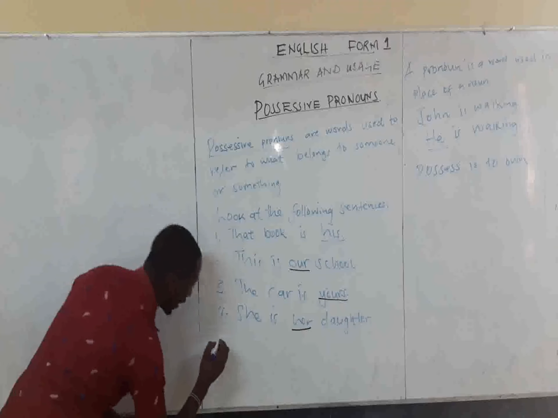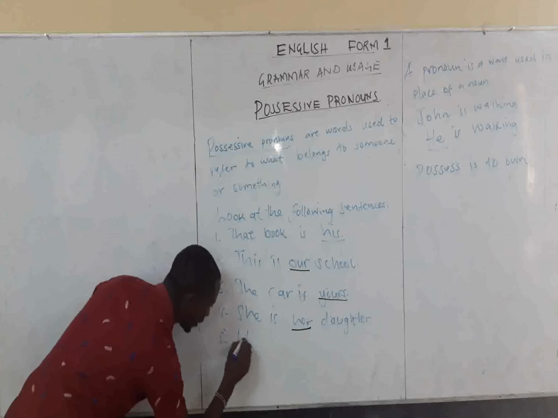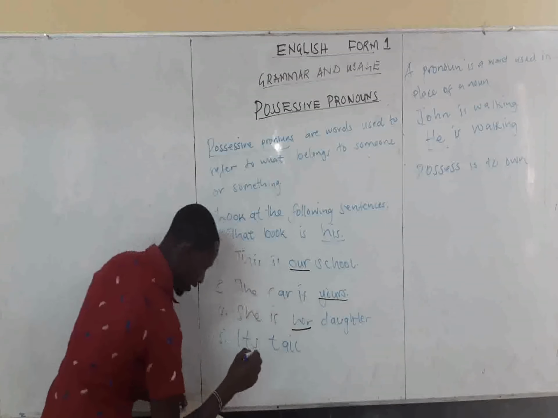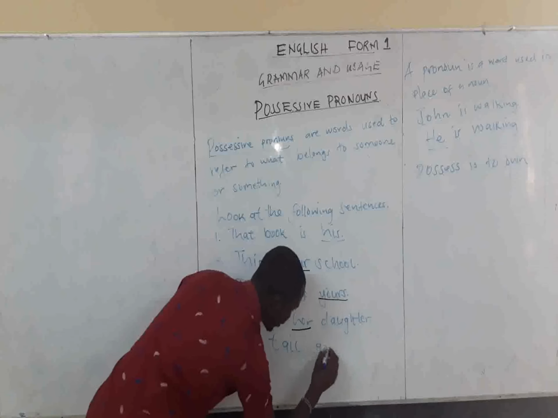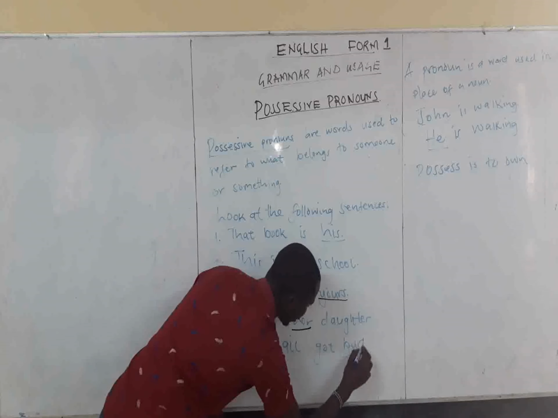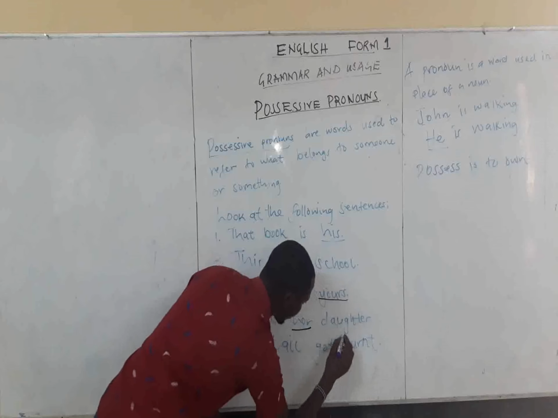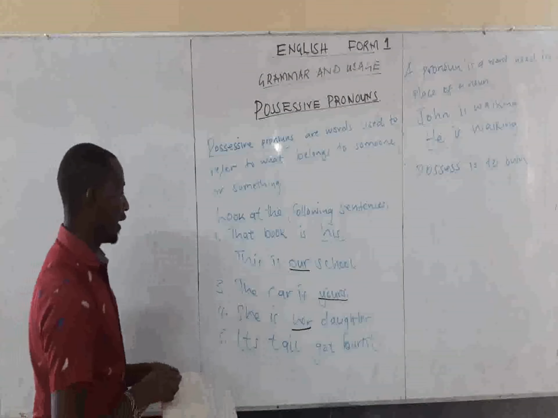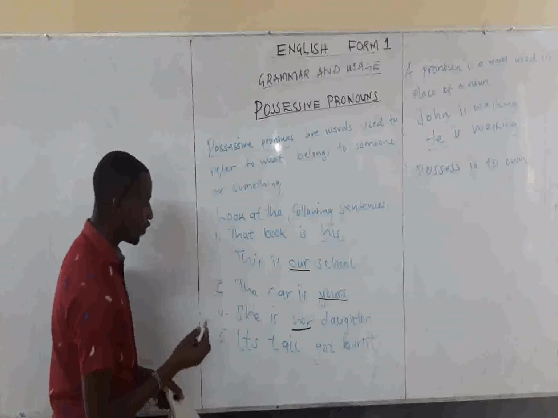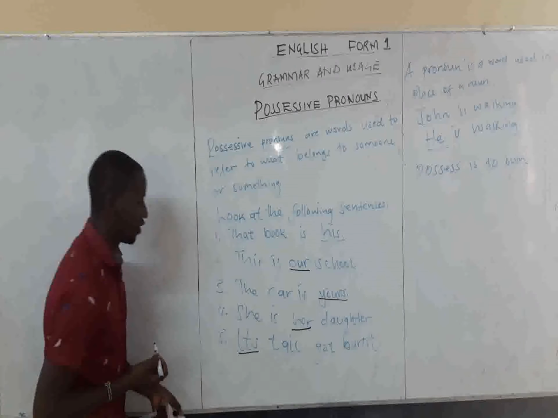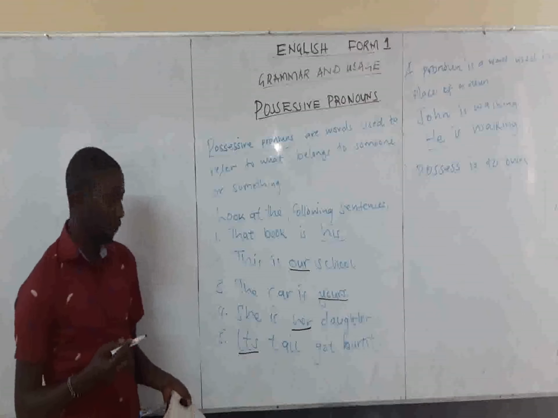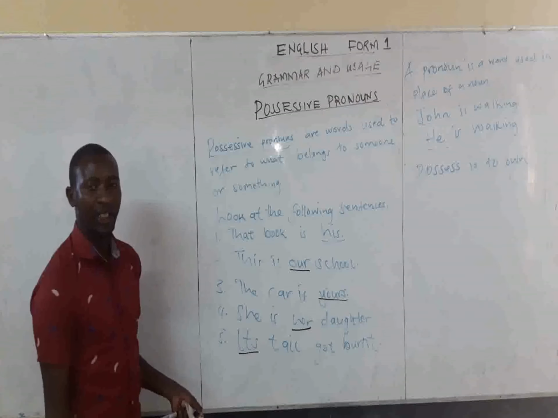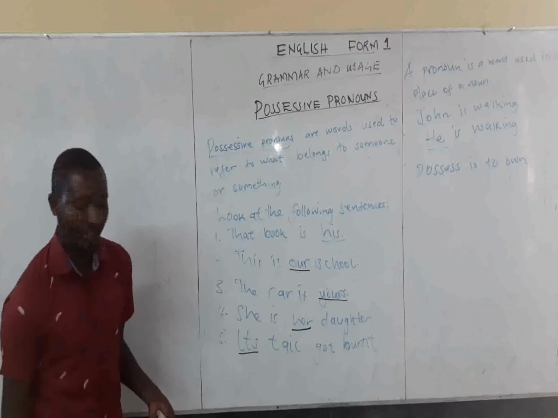And again, lastly, the very last one: its tail got burnt. Whose tail? Its tail. So, maybe the tail of a dog or a cat. We have it. It is showing possession. So, who owns the tail? Its tail. Who is that? Maybe the dog or the cat.